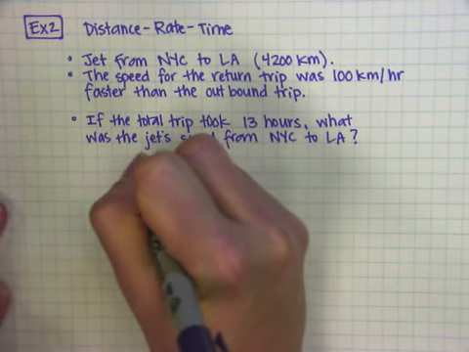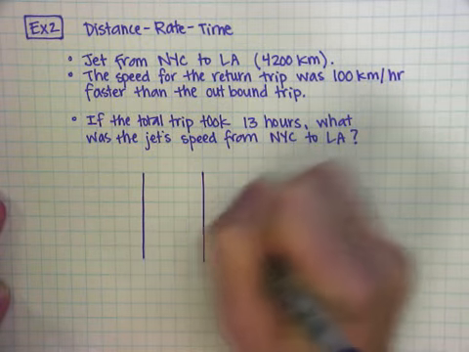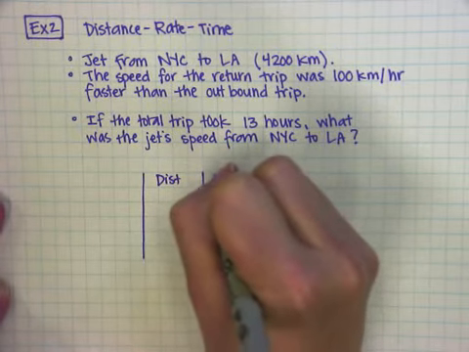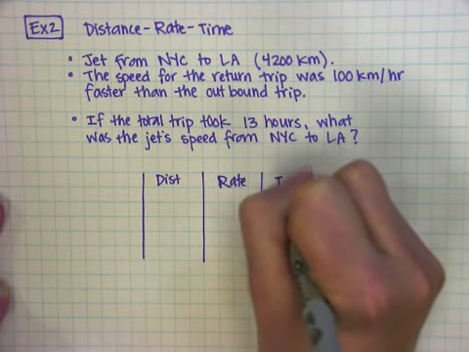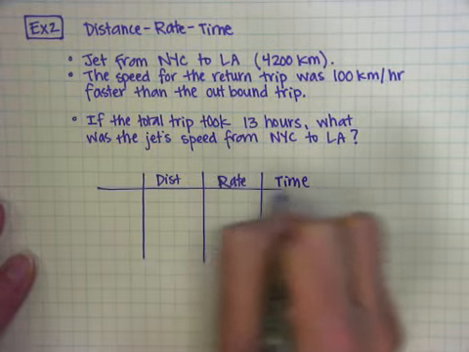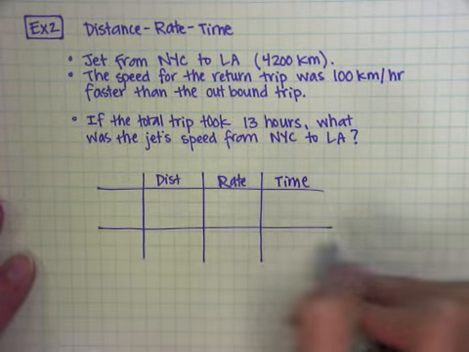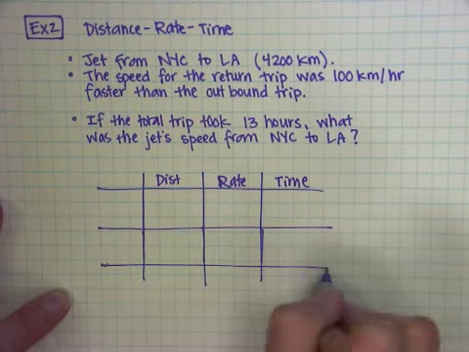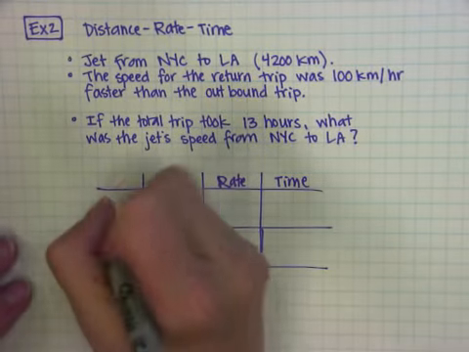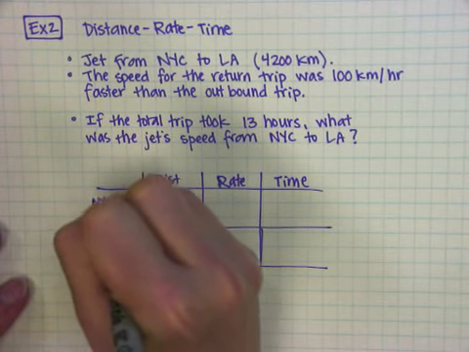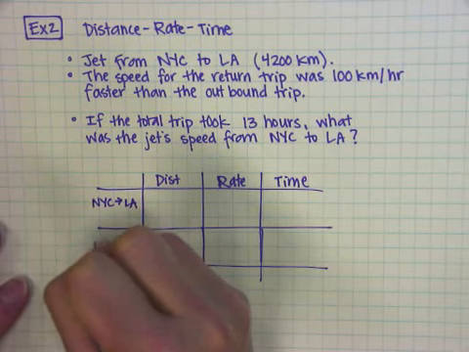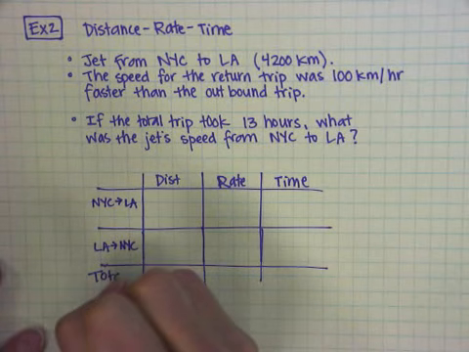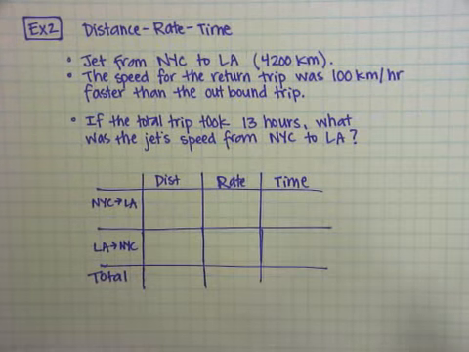On the top, we're going to make a table to organize this information. And on the top of this table, I want distance, rate, and time. And then on the side of the table, you're going to break down whatever the two parts, because these always have two parts. There's always like two trips. So for us, this is going to be from New York to LA, and then from LA back to New York. And then we might have some totals that we're going to have to think about.